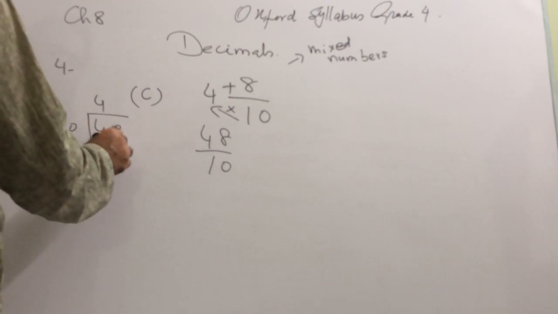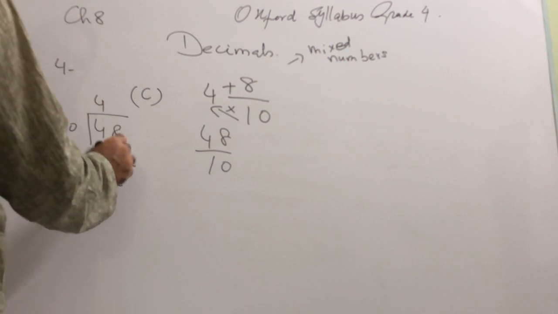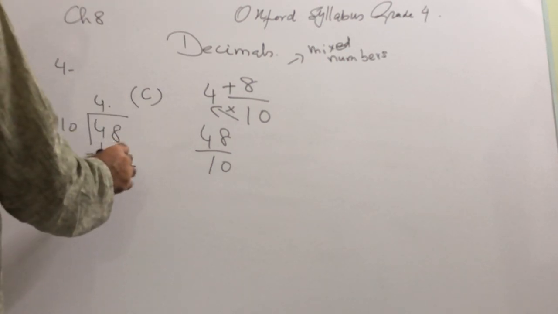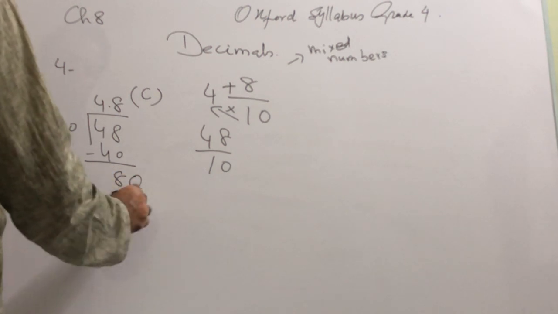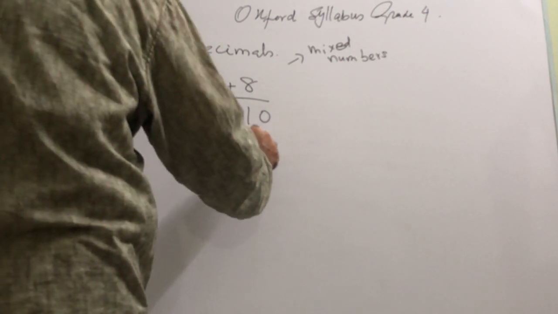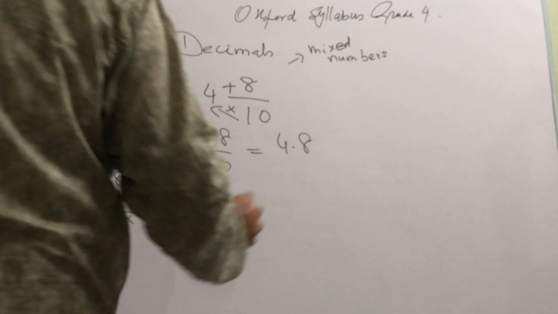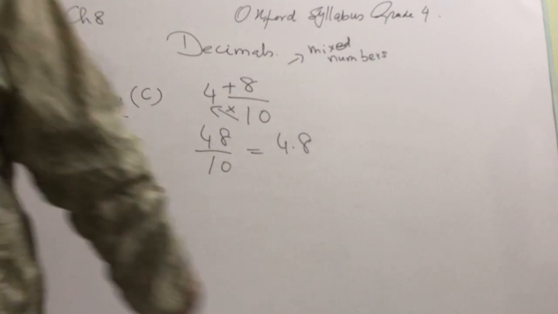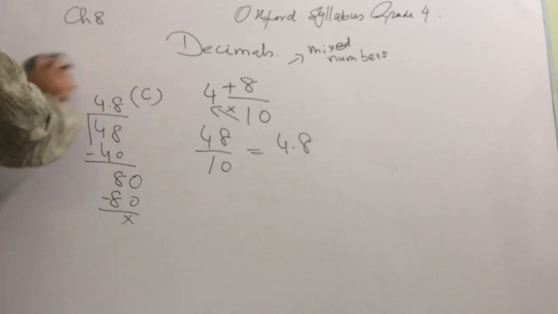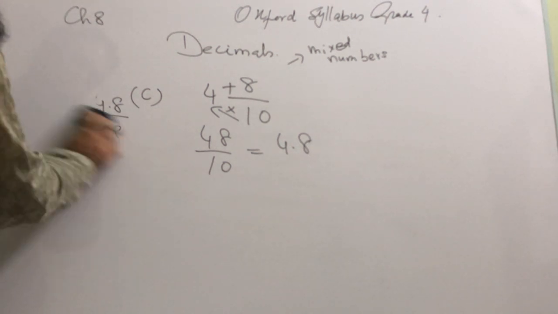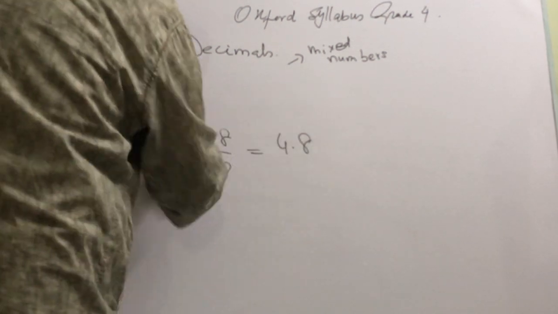10 fours are 40, we get 8, 8 is smaller than 10, put point, put 0 here, 10 eights are 80. So we got 4.8. 4.8 is the answer for part C. The rest of the parts you need to do for practice. The more you practice, the easier it becomes.